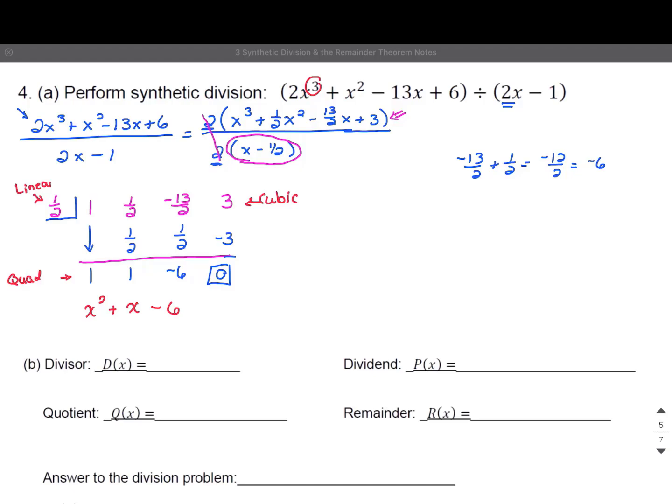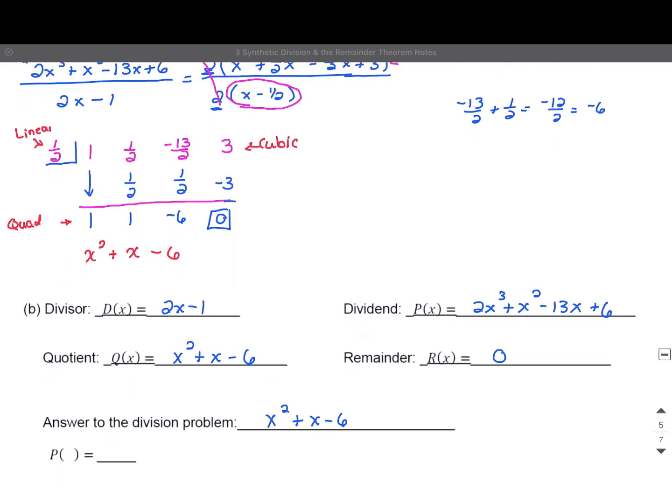So now let's remember, our divisor was 2x minus 1. Our dividend was 2x cubed plus x squared minus 13x plus 6. Our quotient is x squared plus x minus 6. Our remainder is 0, so our answer to the division is just x squared plus x minus 6. Now I have one more thing I want you to do.